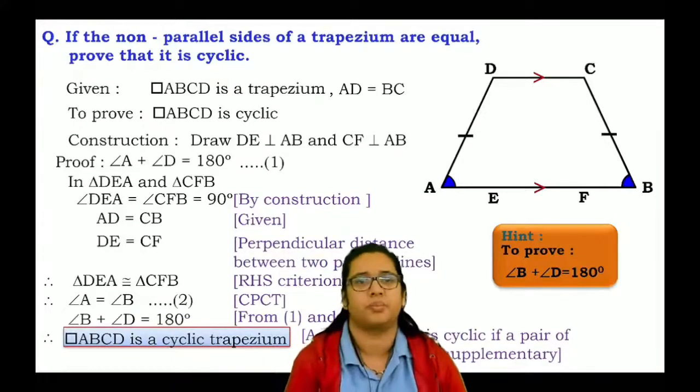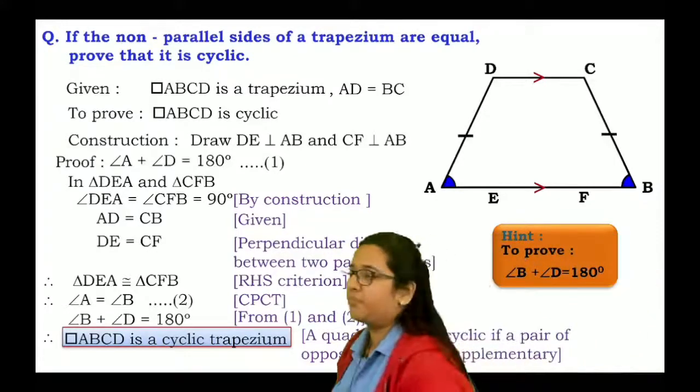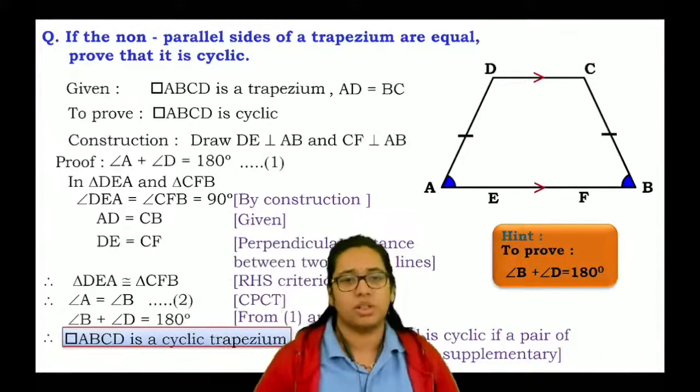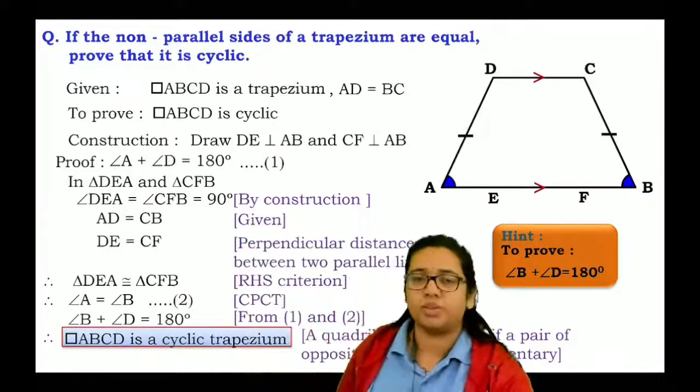Okay, getting this one? A quadrilateral is cyclic if a pair of opposite angles is supplementary. Getting this one? If you want to take a screenshot, yes, just go through it. Okay, should we go for the next one?